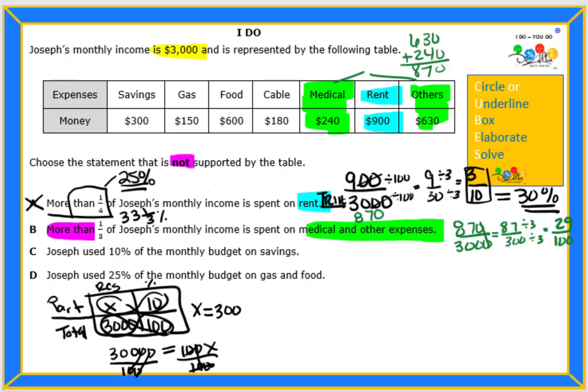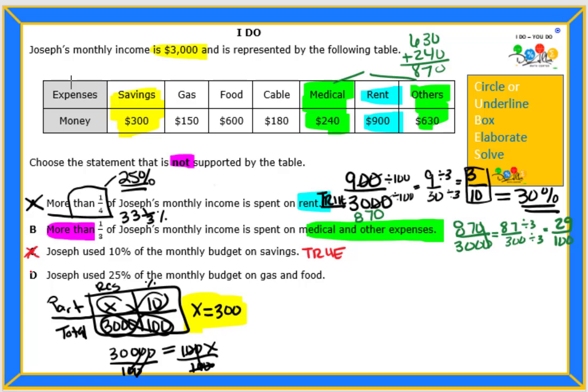So let's look at savings, and that's $300. So that matches, so that is true. And again, we are looking for something that is not true, so C is not the answer.